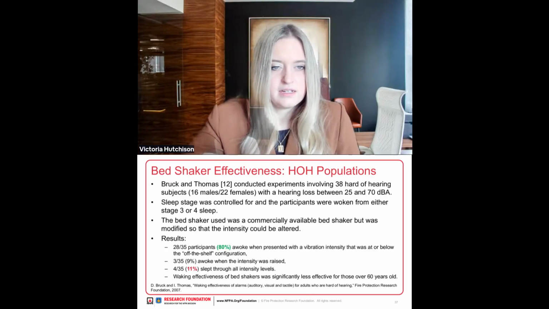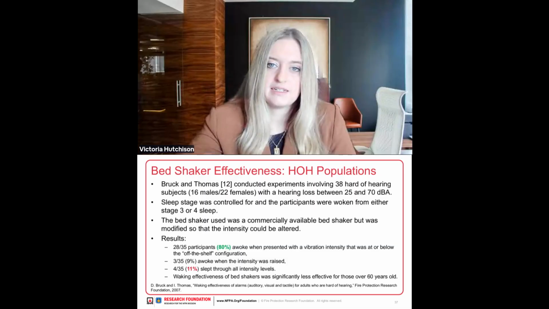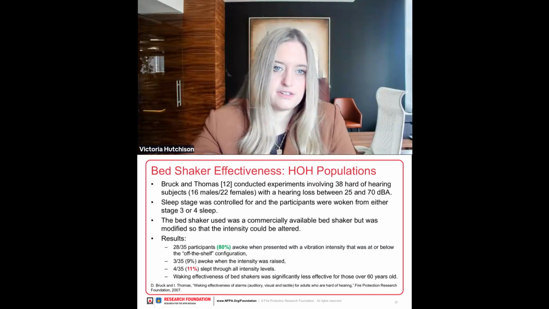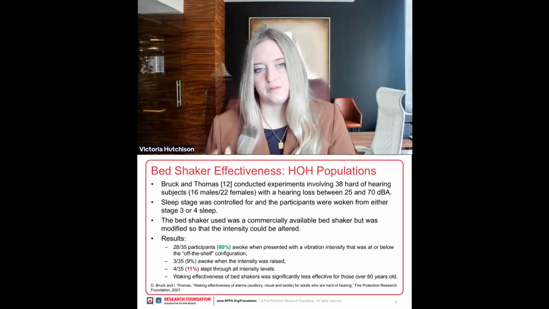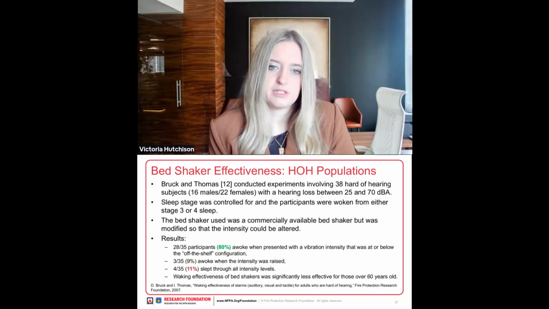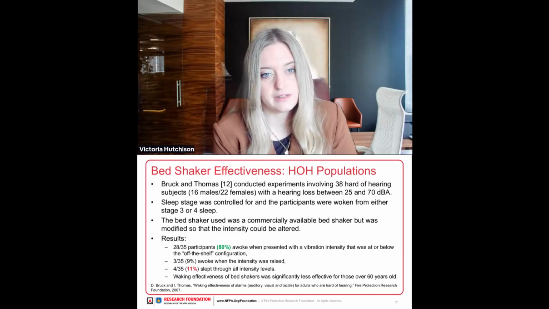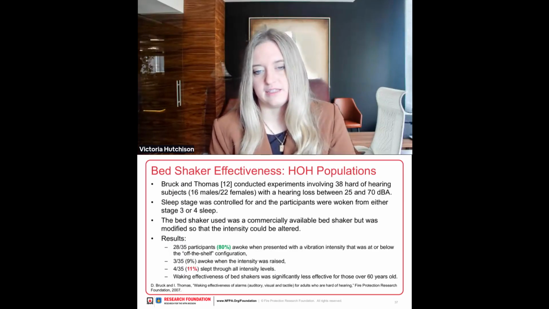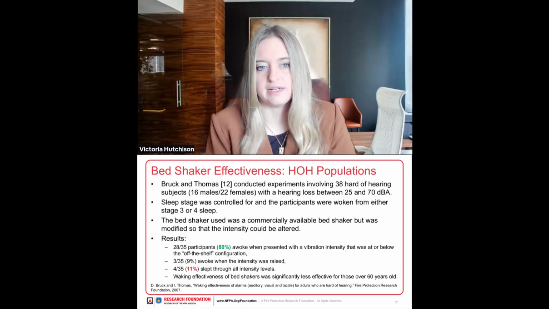So some more work from Brock and Thomas. They conducted experiments involving 38 hard of hearing subjects with hearing loss between 25 and 70 dBA. They controlled the sleep to either stage 3 or stage 4 sleep. And then the bed shaker was used, just a commercial off-the-shelf bed shaker, but it was modified so that they could alter the intensity to evaluate the effectiveness if that is raised.